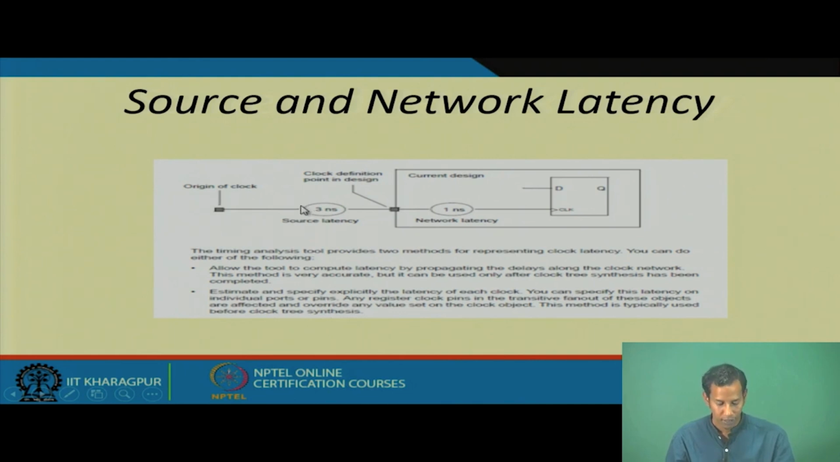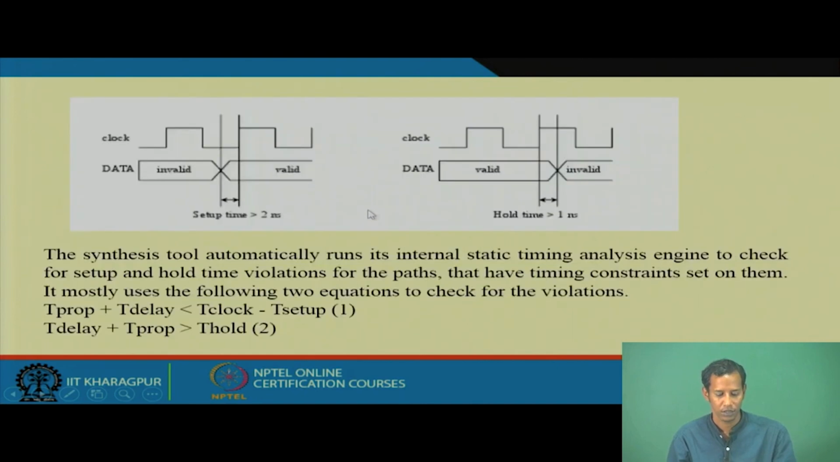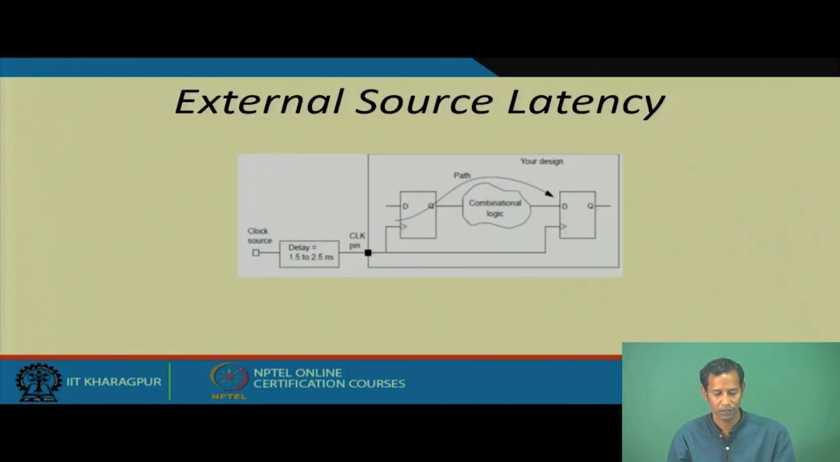That means, if I mention it manually, that is done before clock tree synthesis. Whenever you do clock tree synthesis in the physical design aspects of your VLSI digital integrated circuit design, at that time the tool automatically finds out what clock latency it is achieving, and depending on that it will calculate the corresponding timing analysis. We have already seen this.